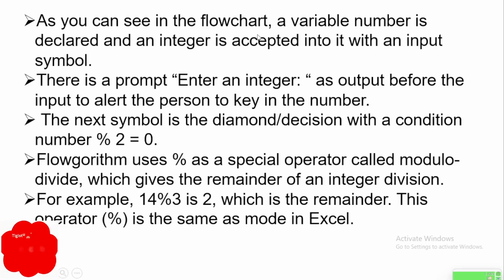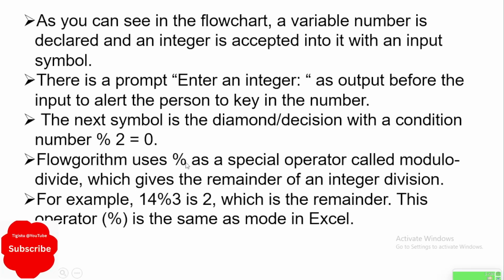As you can see in the flowchart, a variable number is declared and an integer is accepted into it with an input symbol. There is a prompt, enter an integer. We should prepare a prompt as output before the input, to tell the person to key in the number. The next symbol is a diamond decision with the condition. Then we will type number divided by 2 is equal to 0, meaning when the number is divided by 2, the remainder is 0.